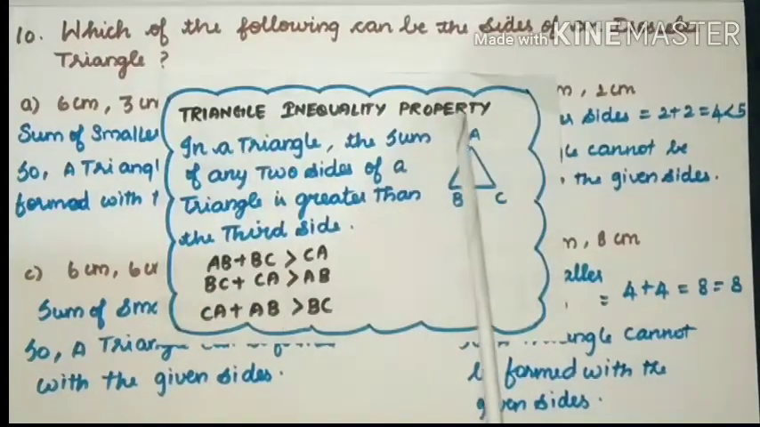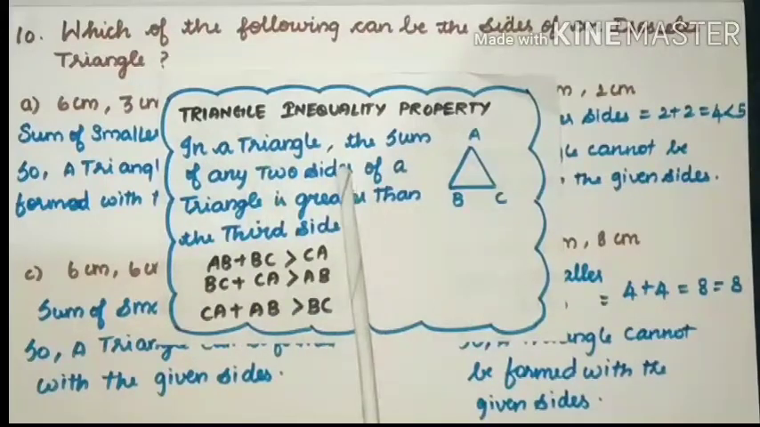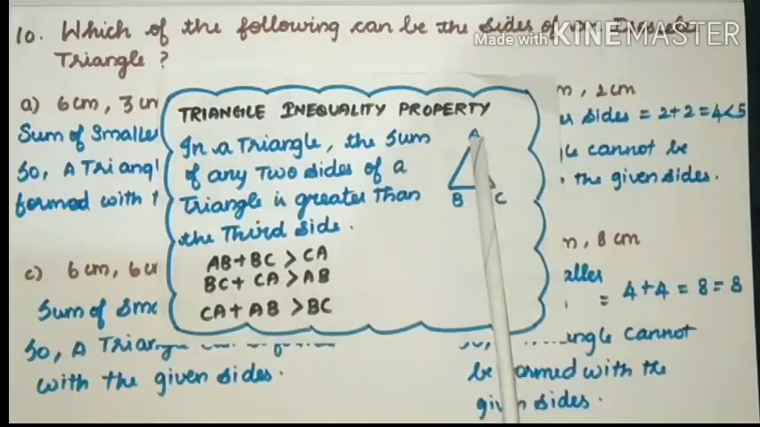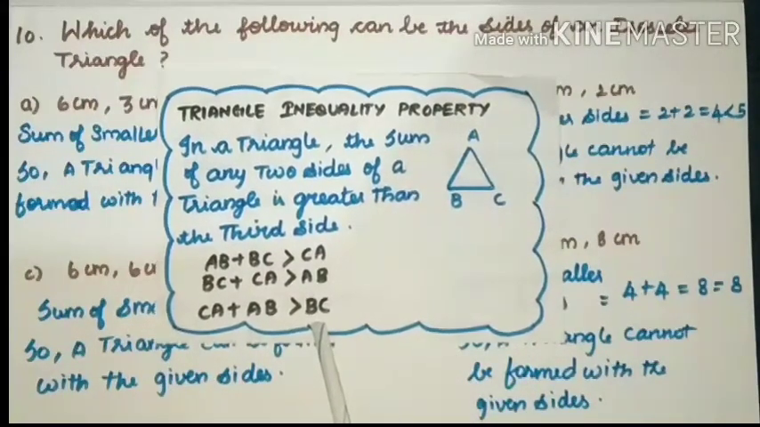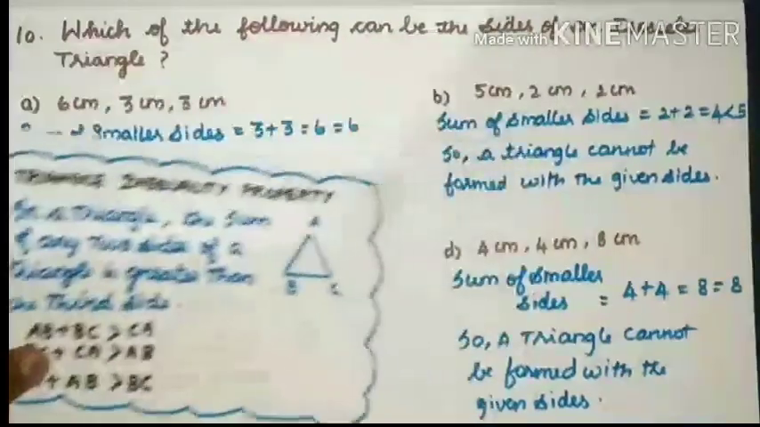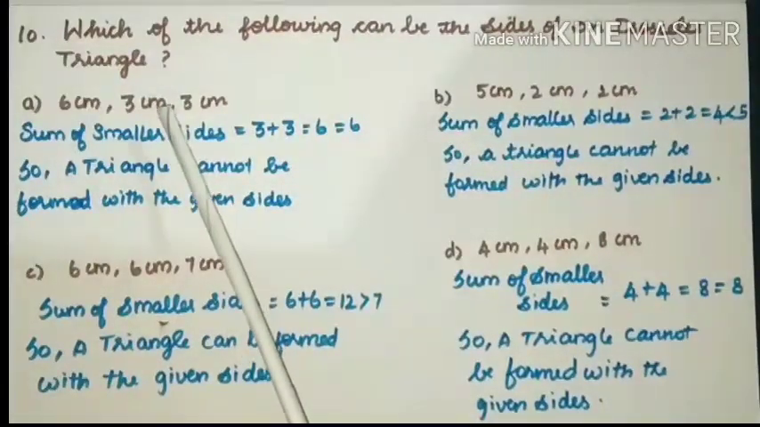See, here the triangle inequality property is: in a triangle, the sum of any two sides is greater than the third side. That is, AB plus BC is greater than CA, BC plus CA is greater than AB, and CA plus AB is greater than BC. If it is less than or equal to the third side, a triangle cannot be formed with the given sides. See, here we have to check whether it forms a triangle or not.